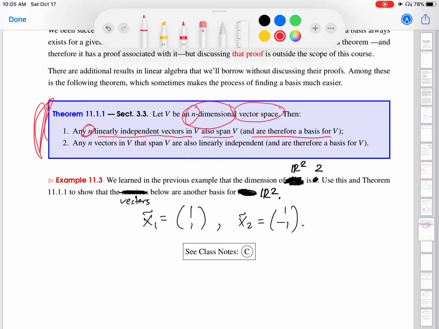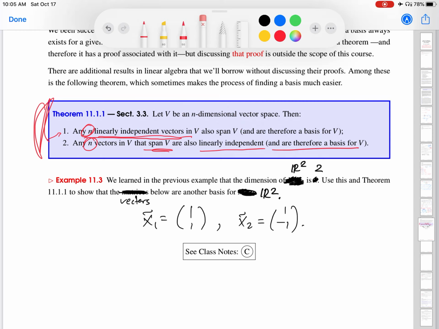So in other words, if I know the dimension of the vector space and I find n linearly independent vectors, I do not have to also check that they span. That's what this first part of the theorem effectively helps us with. The second part is kind of the other half of that. If I know that those same n vectors span V, I don't have to check that they're linearly independent. This second part of the theorem tells us that that follows. And again, therefore, they are a basis.